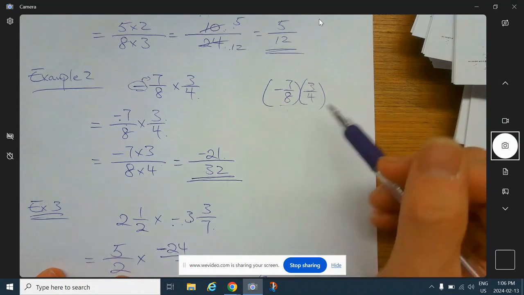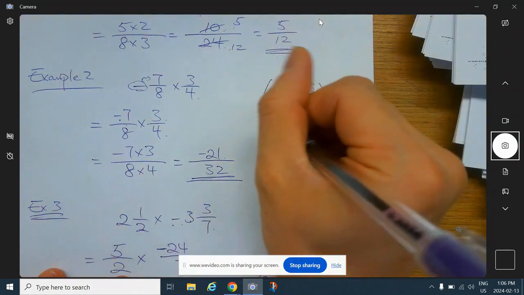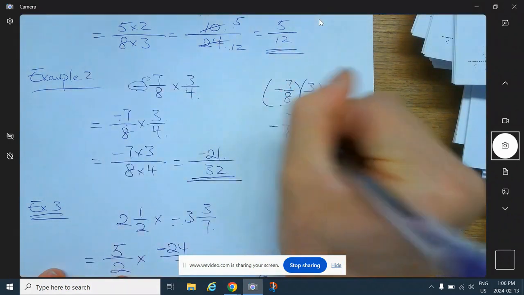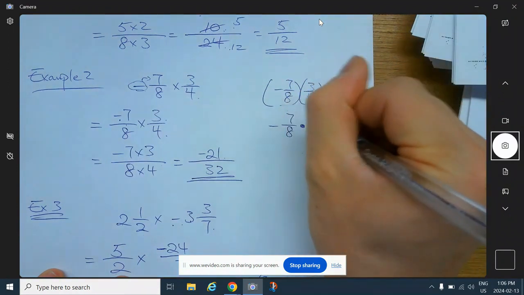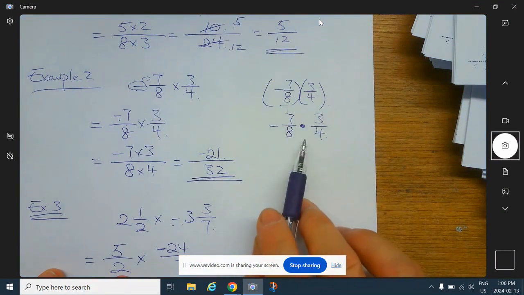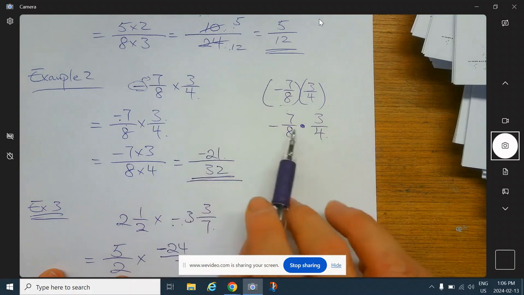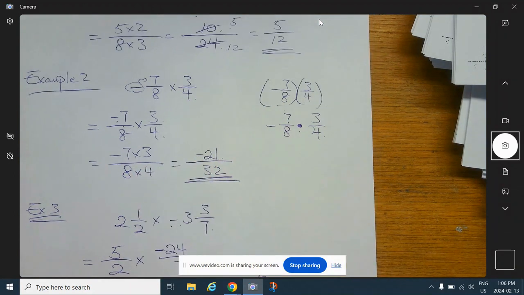Now, aside from brackets, sometimes we use a dot. The same question here might be written like this: you have a big fat dot in the middle, 3 over 4. This also means minus 7 over 8 times 3 over 4. So this also means a multiplication sign. So that's it. It's quite easy.